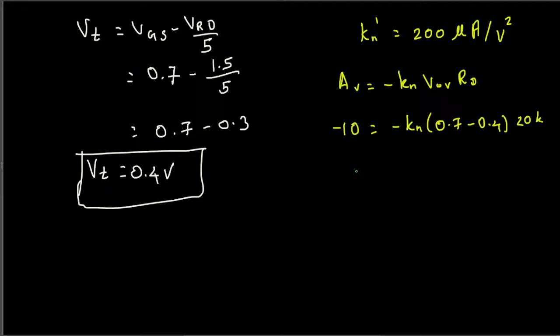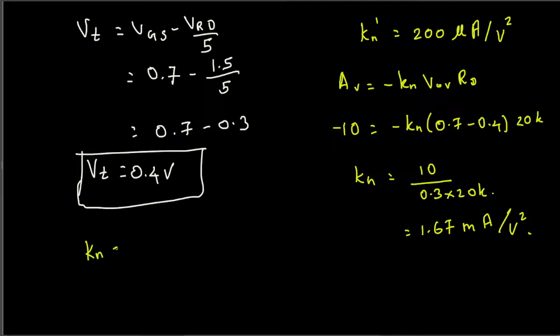Then if we solve for Kn, negative cancels, therefore this one is going to be just 10 over 0.7 minus 0.4, that's 0.3 times 20k, and that will give us 1.67 milliampere per volt squared. So now we have the Kn, and also we know that Kn is equal to Kn prime times W over L, and we have the Kn prime also available, that is 200 microampere per volt squared. So we just have to rearrange this equation and solve for W over L.